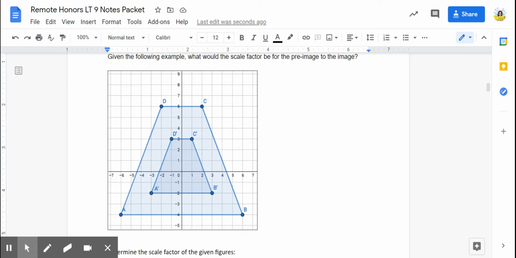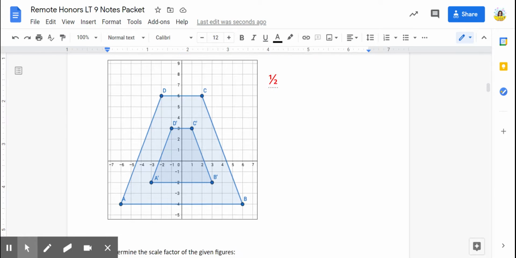So what we're actually doing is, instead of saying that we have a scale factor of 2, because we're not multiplying our original one by 2, we're actually dividing it by 2, or 1/2. So that would be our scale factor for this one because it's getting smaller. If it's getting bigger, you're multiplying. If it's getting smaller, you're dividing.